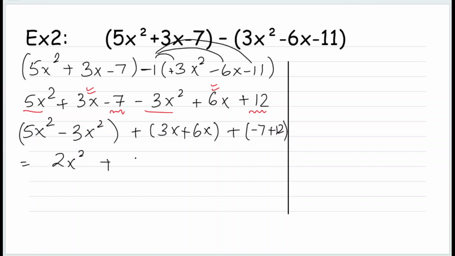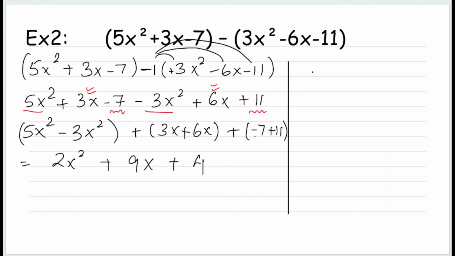3x plus 6x is 9x, and minus 7 plus 12, or all right, my bad. I'm sorry. It was 11. I'm sorry. It was 11. Okay. So negative 7 plus 11 is 4, and this is my answer.